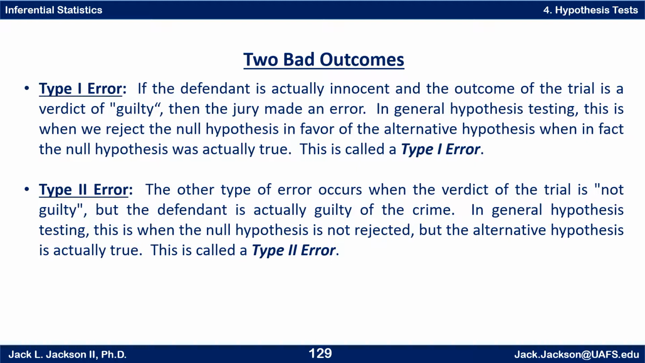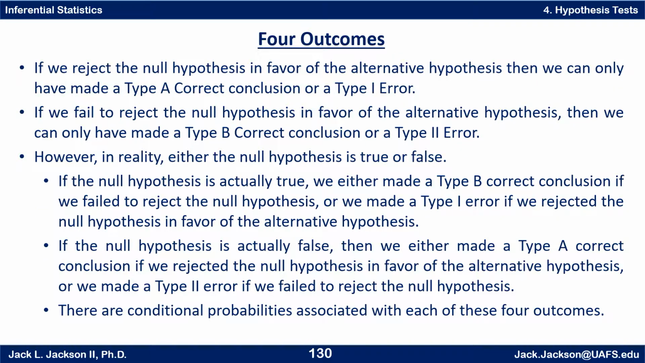Now, let's keep going with this just a minute. If we reject the null hypothesis in favor of the alternative hypothesis, then we could only have made a type A correct conclusion or a type 1 error. On the other hand, if we fail to reject the null hypothesis, that's the decision we made, then we can only have made a type B correct conclusion or a type 2 error.